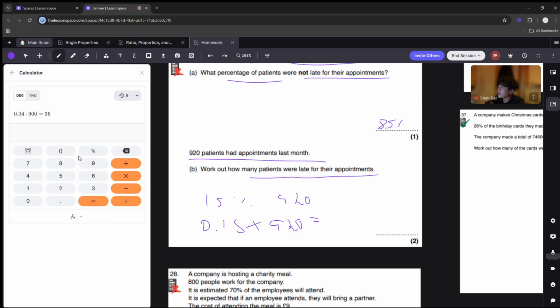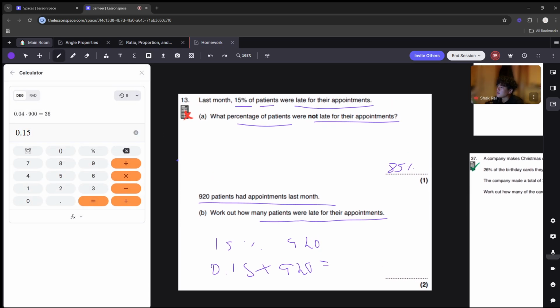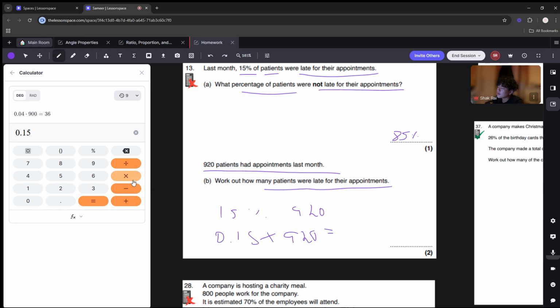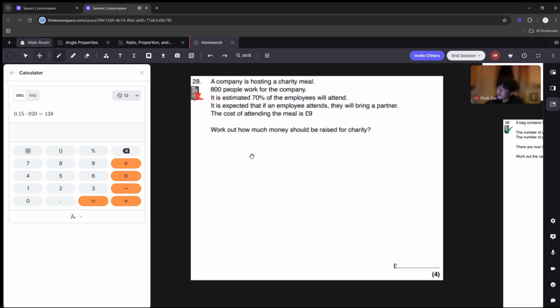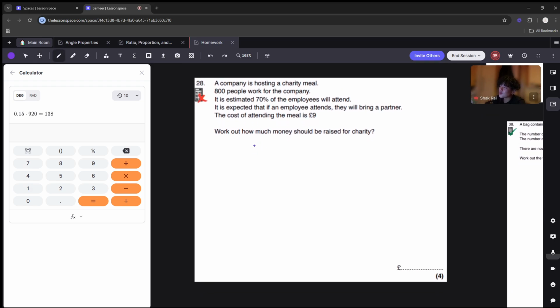Honestly, I should just have the calculator, but actually, these are non-calculator questions. Anyways, so it's 138. Cool, lovely, nice. We're not really training mental maths; we're training percentages.